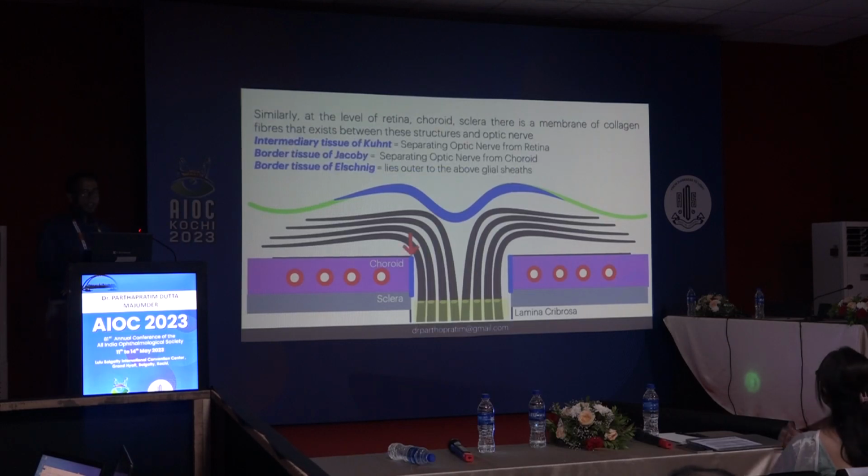So similarly, there are several structures, like here, if you see the choroidal side. These are called the intermediary tissue of Kuhnt. This separates the optic nerve from the retina, and when it comes to the choroid, it is called the border tissue of Jacoby. So all these structures, usually you don't pay attention when you read the optic nerve anatomy. You have to remember those anatomical structures, and you should know as a postgraduate.